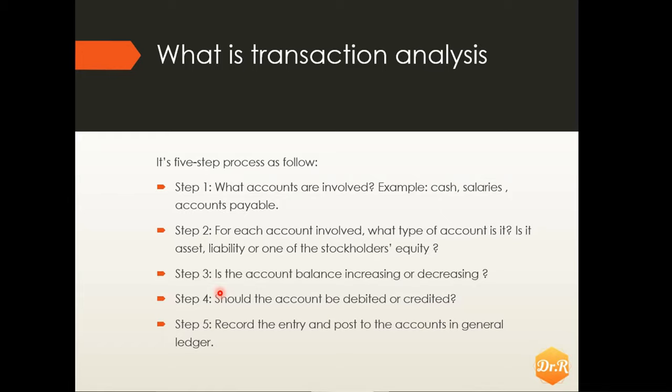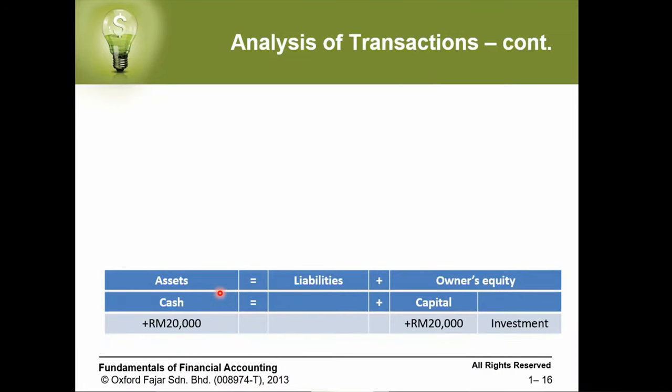So there are five steps for analyzing the transaction. First, what are the accounts involved? Second, each of these accounts belongs to which category, whether asset, liability, or owner's equity? Third, is it an increase or decrease? Fourth, does it go to debit or credit? Then we need to record the transaction. So this is how we analyze the transaction.